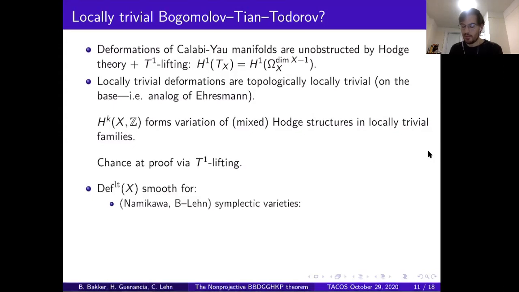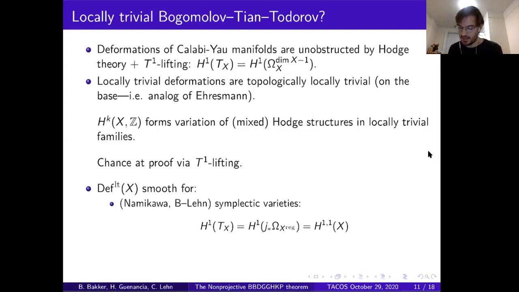The locally trivial deformation space is smooth. So for instance, for symplectic varieties, this is a theorem of Namikawa in some cases, and by me together with Lane in some other cases, in the general case. And again, the proof is by relating the deformation theory to Hodge theory.